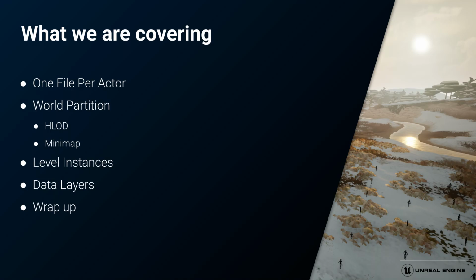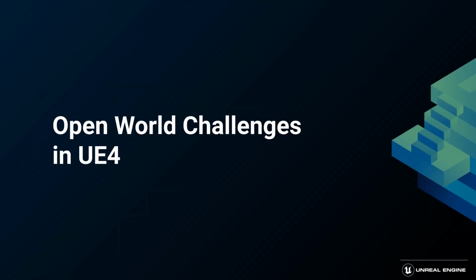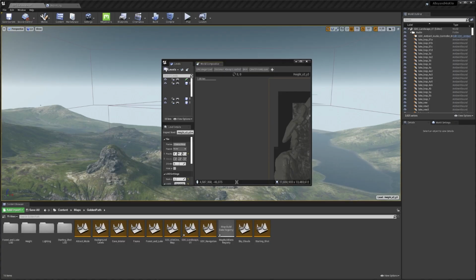instances, and data layers. Before we dive into these new features though, let's just start with a little bit of history to explain why these tools have been built. Now generally when you're working in Unreal on an open world project, you have two main problems. The first is working collaboratively, and the second is working at scale.